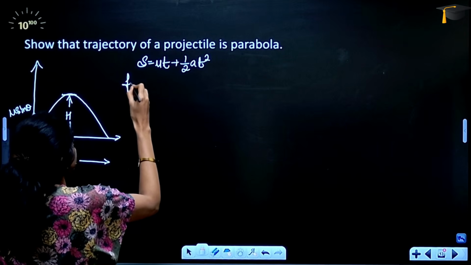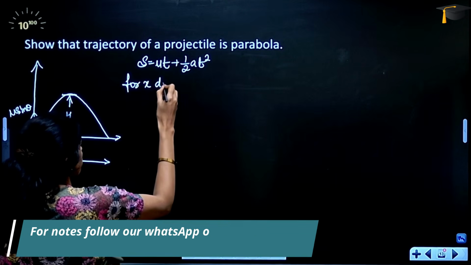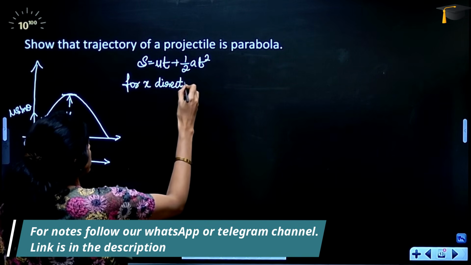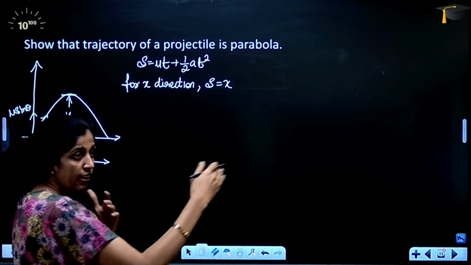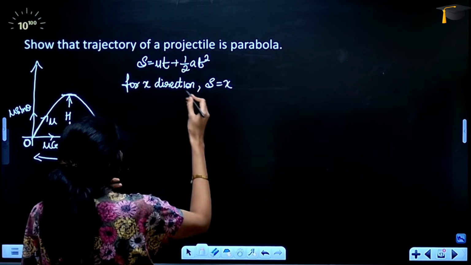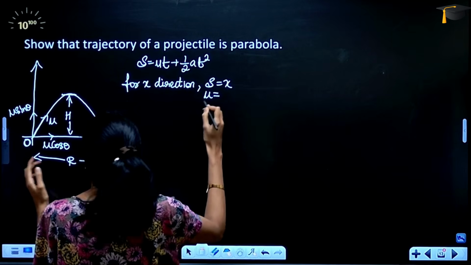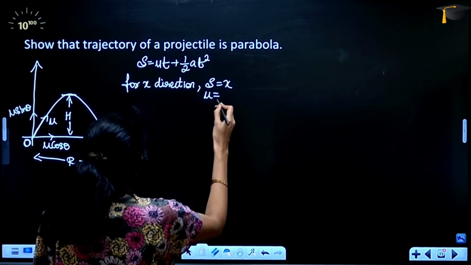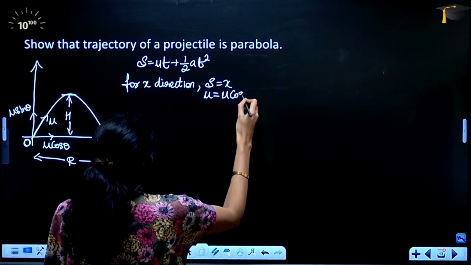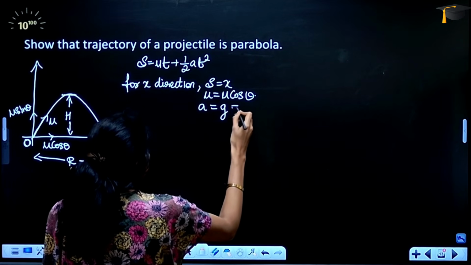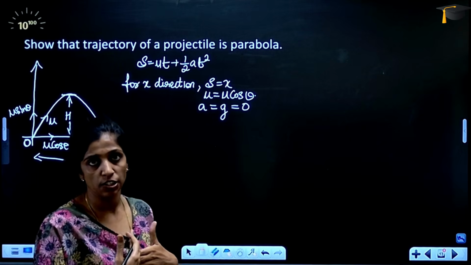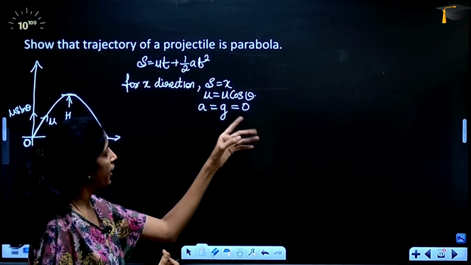So for x direction, what is S? S can be taken as X. Okay, S is taken as X. And then U, what can we write? U in terms of X direction can be written as U cos theta. Acceleration or gravity is always 0 for a horizontal direction, right? So that's the reason I'm taking A or G as 0.